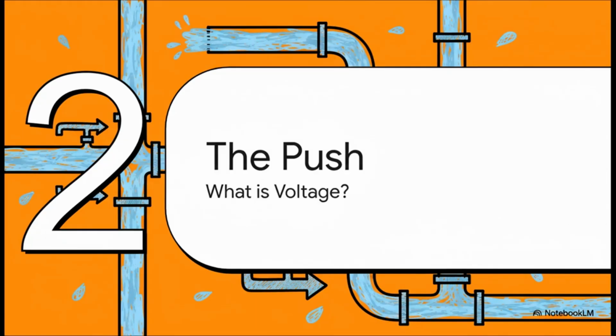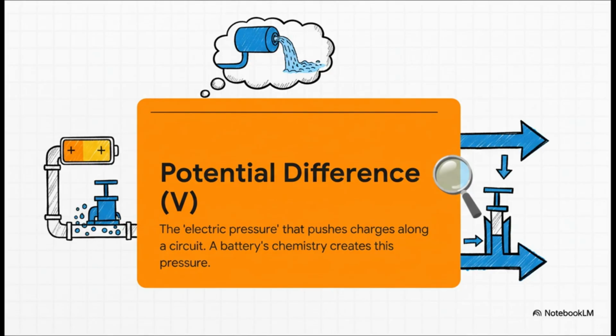Okay, so we have a flow, we have a current, but what makes it flow in the first place? Water isn't just going to move through a flat pipe on its own, right? It needs some pressure. In electricity, that push is called voltage. Yep, that electric pressure is called voltage, or if you want to be a bit more formal, potential difference. A battery is basically just an electron pump. The chemical reactions inside it create this pressure, pushing the electrons to get a move on. And we measure this push in volts, named after the Italian physicist Alessandro Volta.